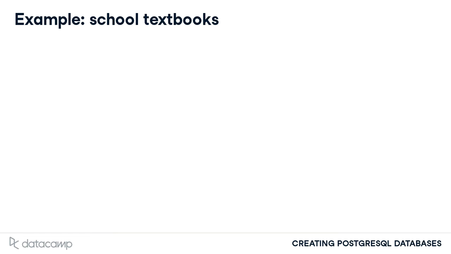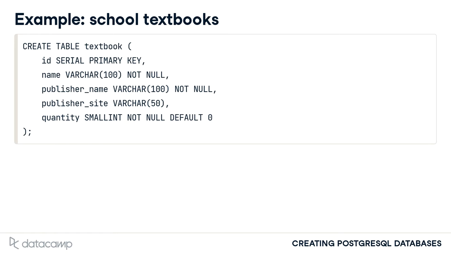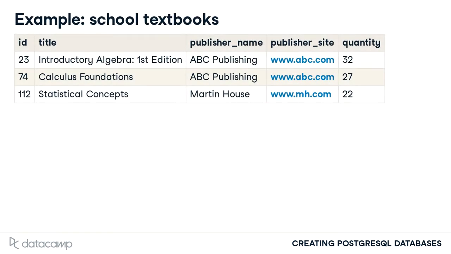Returning to our high school database example, school administrators would also like to manage the textbooks used in each of the school's courses within the database. A textbook table is proposed. This table has 5 columns representing the textbook ID and title, the publisher's name and website, and the number of books in stock in the school's bookstore. Here is a sample of 3 rows from this table.